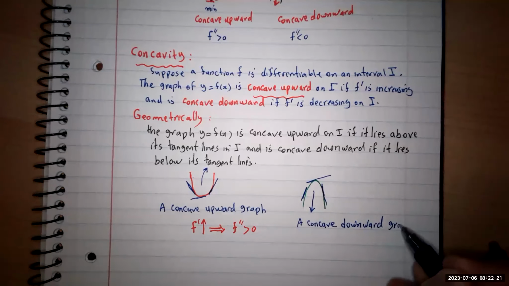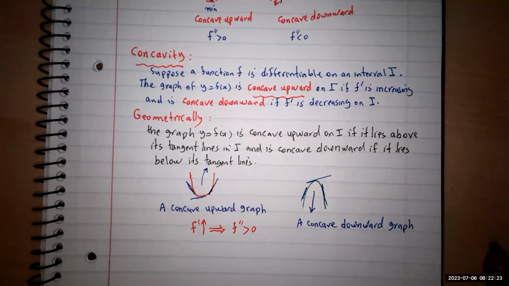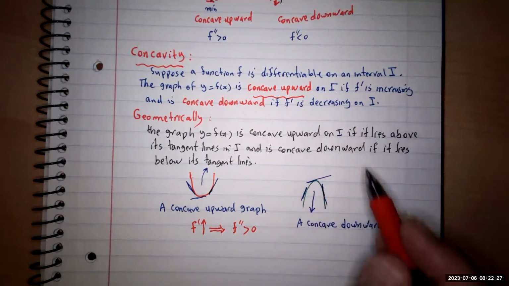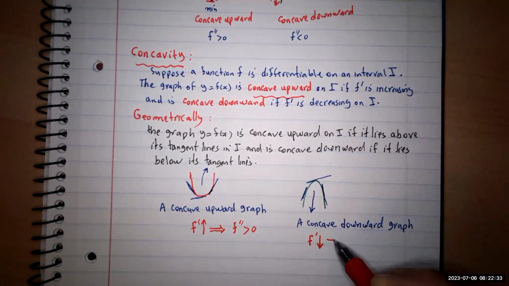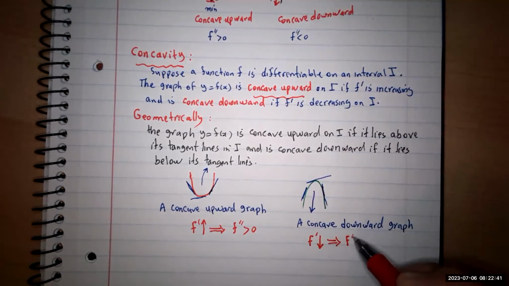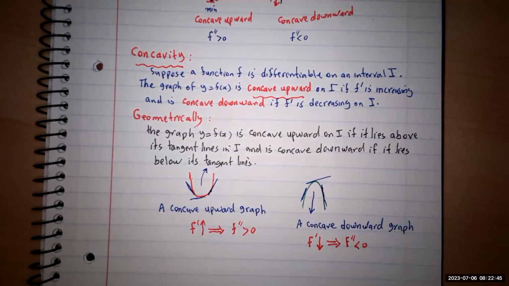Concave downward graph. So again, in this case, as said, by the first definition, f prime is going to be decreasing, going down. And if a function is decreasing, the derivative of the function must be negative. So that gives you f double prime to be negative. That's it. So that would be a test.